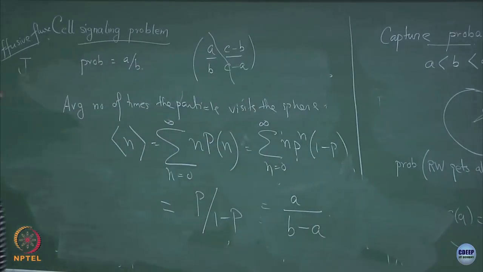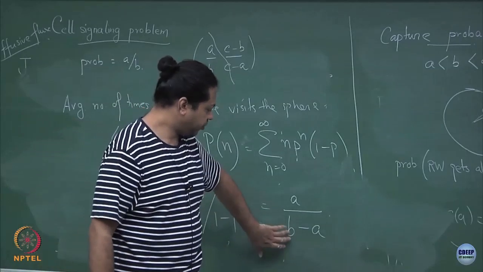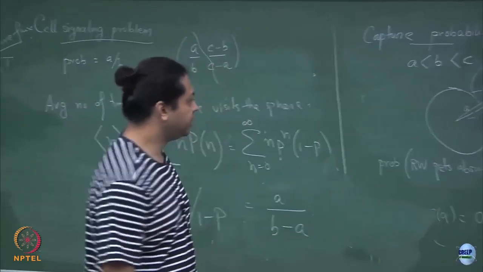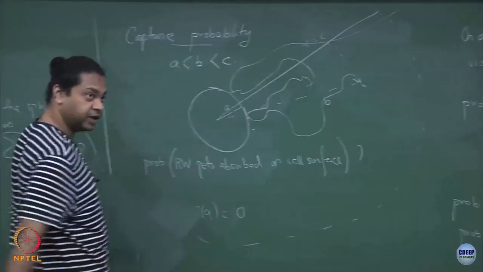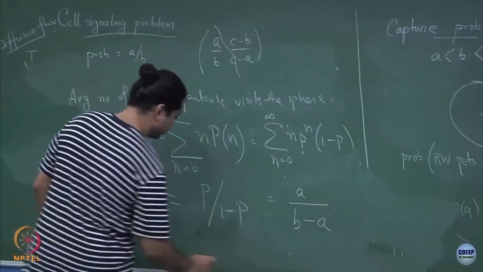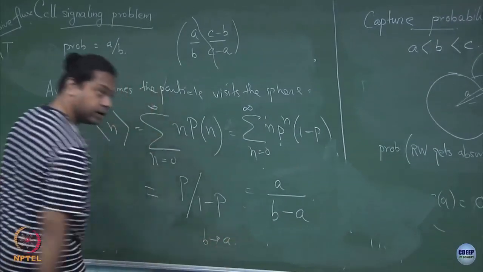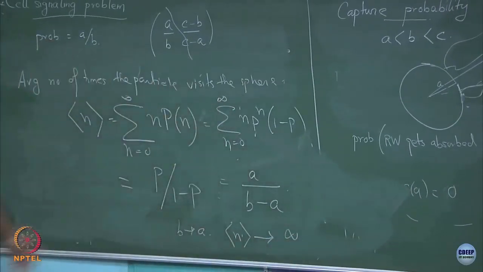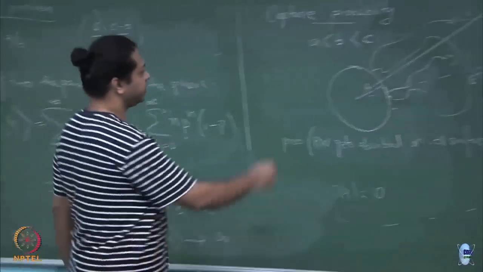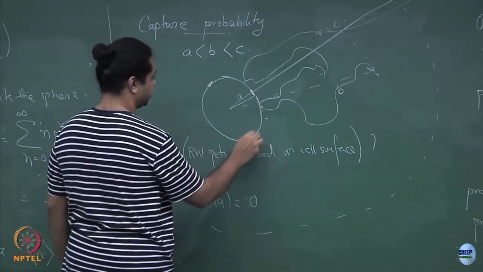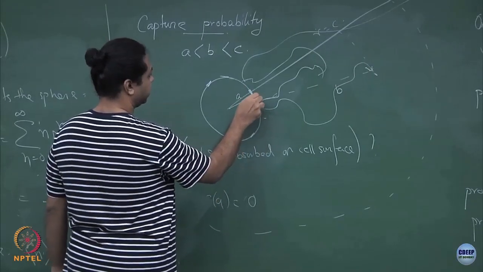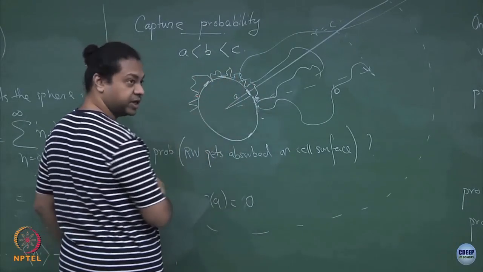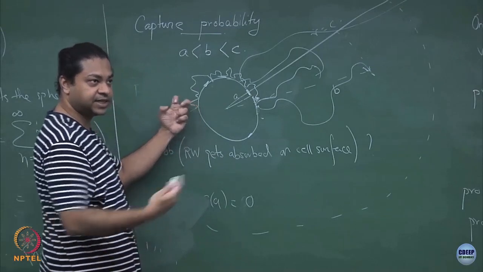So, the average number of times that the particle visits the sphere, if you release it at b, is going to be a over b minus a. This means that if you release the particle very close to the surface of the sphere, in the limit that b tends to a, the mean number of visits tends to infinity. That is what I meant when I said that you did not need a very large concentration of absorbers. If a particle reaches somewhere over here, it will very likely wander many times, hitting the sphere many times until it sees one of these patches and gets absorbed.